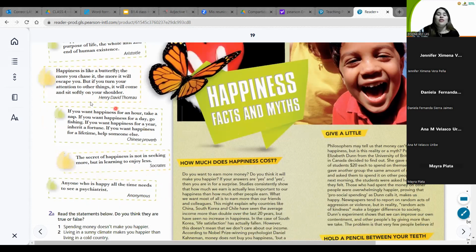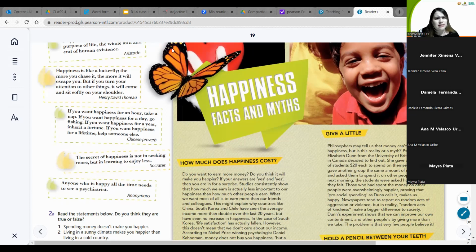Thank you. The third quote, another person to read. Me, teacher. Okay, go ahead. Julie, you read the third one. If you want happiness for an hour, take a nap. If you want happiness for a day, go fishing. If you want happiness for a year, inherit a fortune. If you want happiness for a lifetime, help someone else. Chinese proverb. Interesting. Very good.